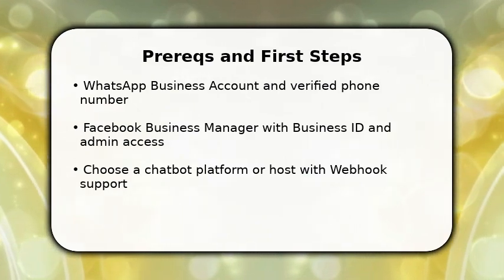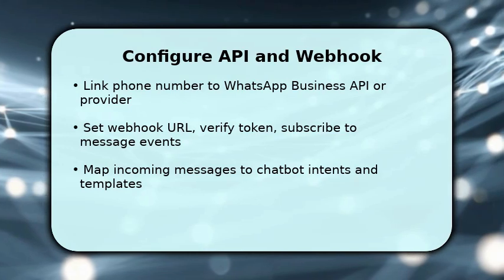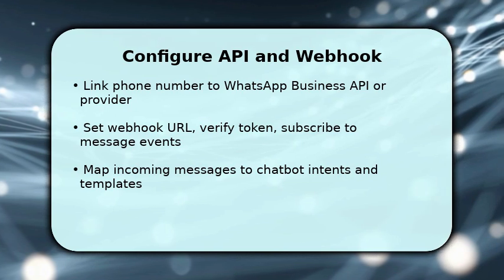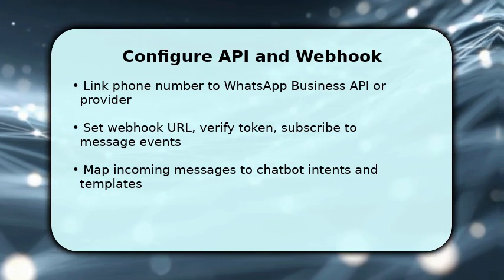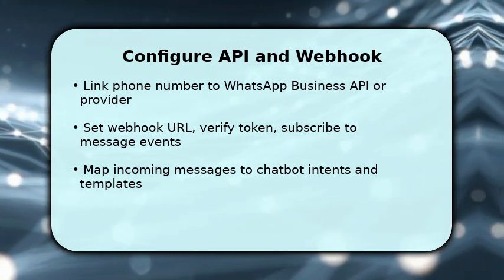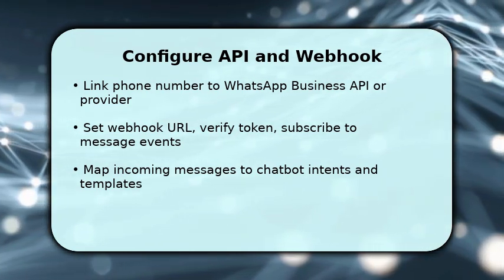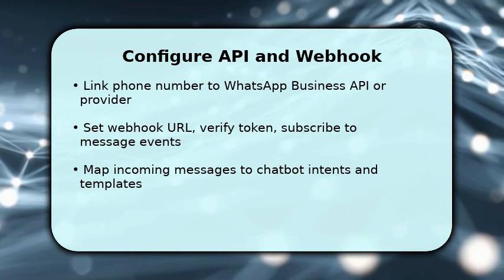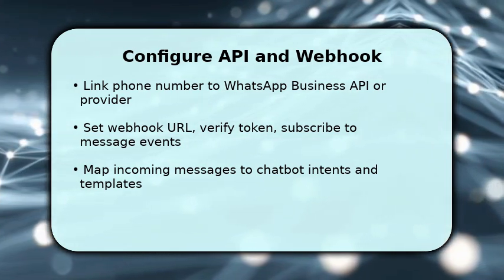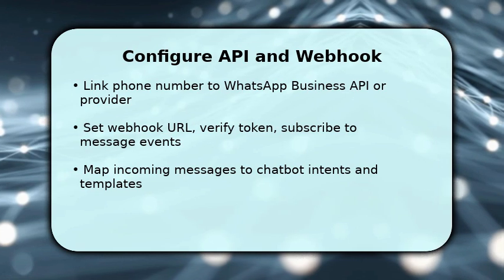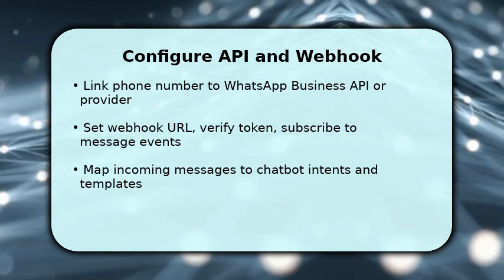Next, connect the phone number to the WhatsApp API or your chosen provider, then configure webhook endpoints in the Facebook Developer Console. Provide a publicly accessible HTTPS URL and a verification token, and subscribe to message and status events. Once the webhook is verified, implement handlers on your chatbot. Parse incoming JSON, map text and media to intents, and prepare template responses for notifications.